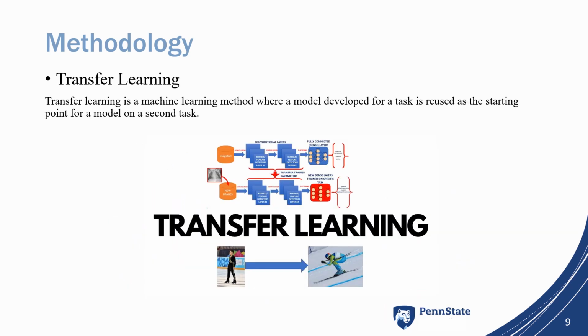Next, the second methodology that we use is transfer learning. We also use transfer learning technique as the approach to the identification. Transfer learning is a machine learning method where a model developed for a task is reused as the starting point for a model on a second task.